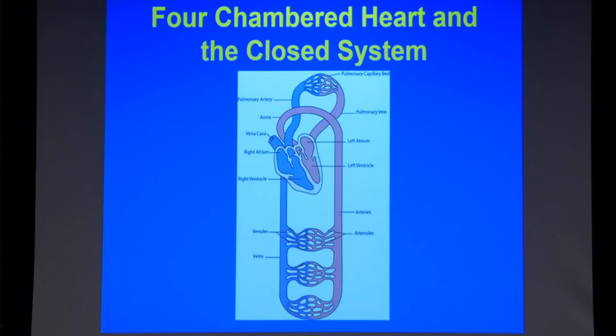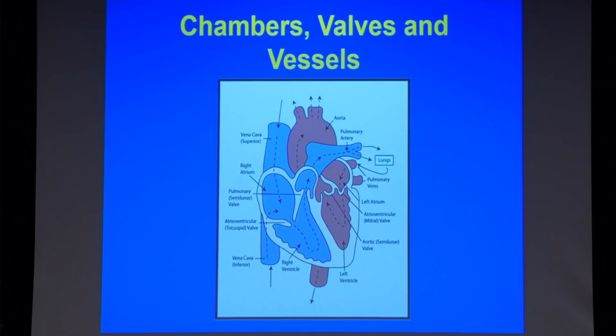So that's the structure of the closed system. The next figure is showing what we just drew on the board. Now, it doesn't show the endothelial cell lining of the chambers or the valves. It doesn't show the mesothelial cell lining of the outside of the myocardium, but it shows nicely the four chambers.